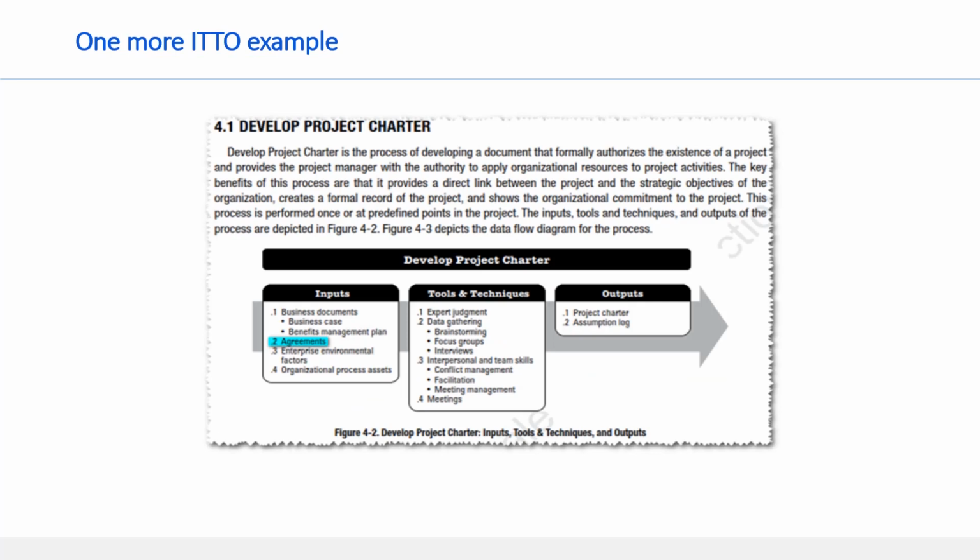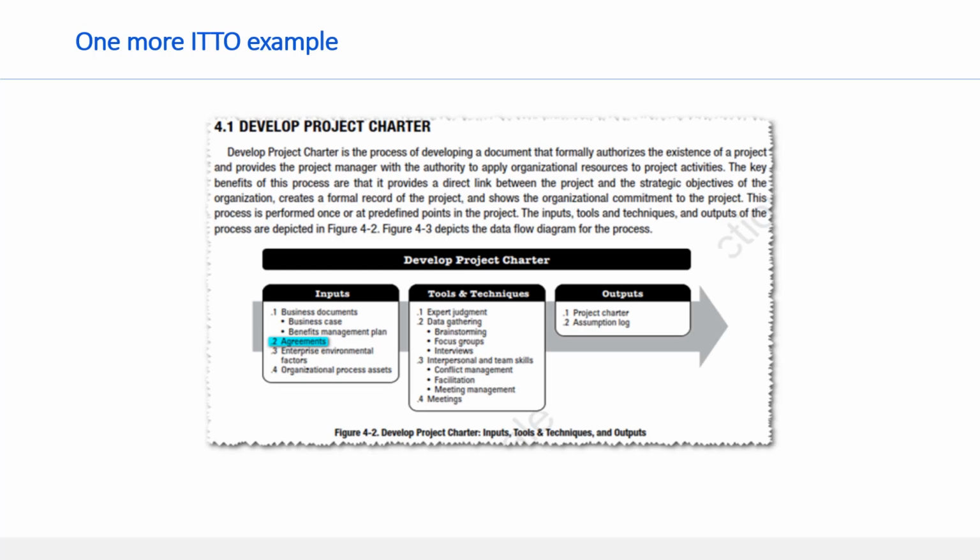Let's try another one. The next input in Develop Project Charter is agreements. The explanation for agreements comes after the business document in later pages. It follows the same order as it appears in the table. Agreements is in physical copy page number 75, and in soft copy page number 117. I hope you are following along with the physical or soft copy of the PMBOK, not just what is presented here, right? Good. This is very, very important.